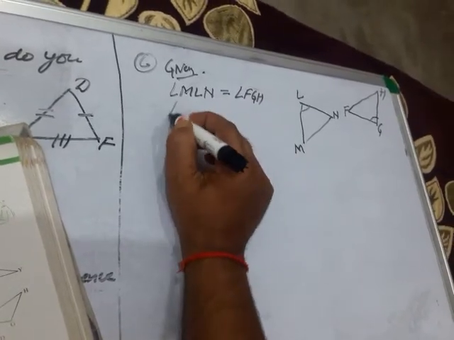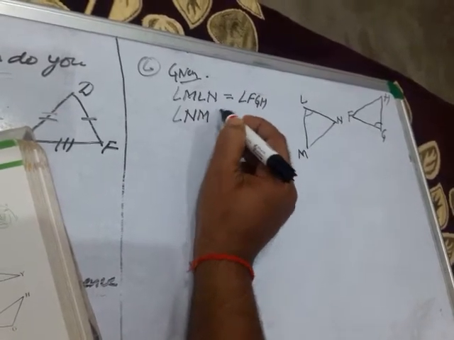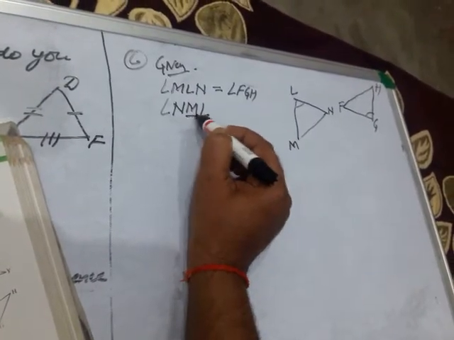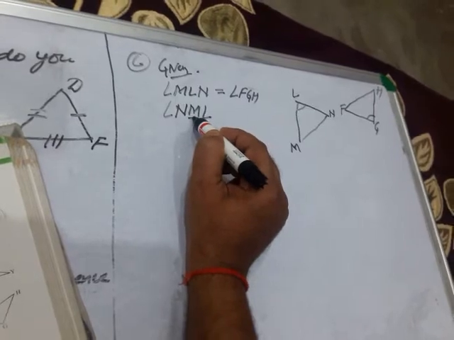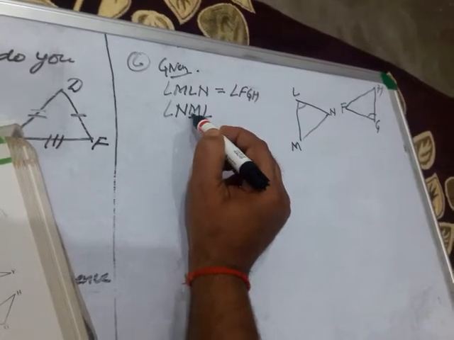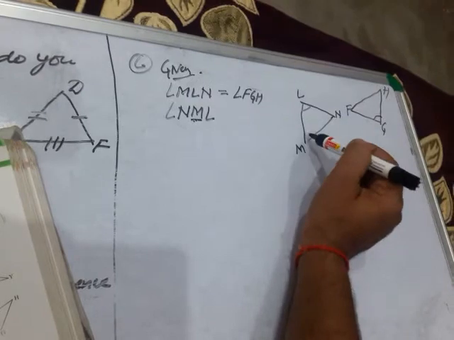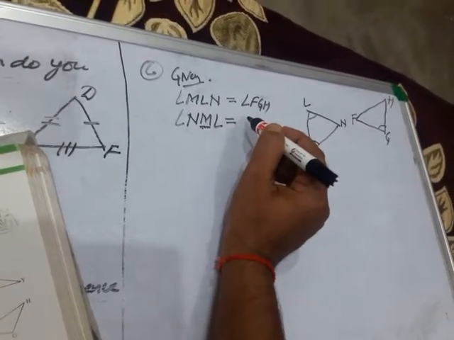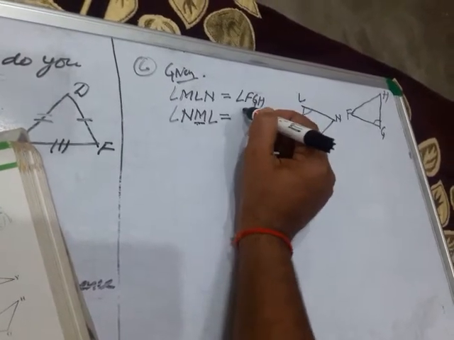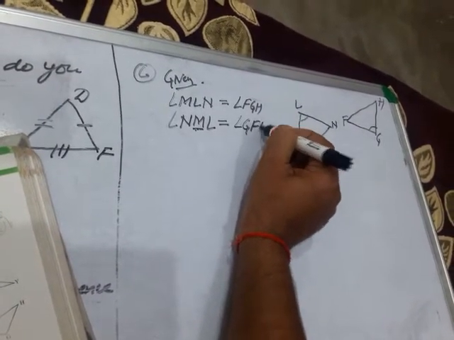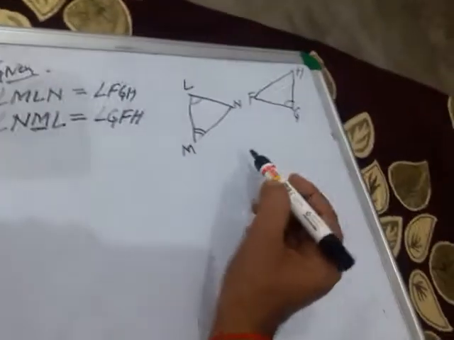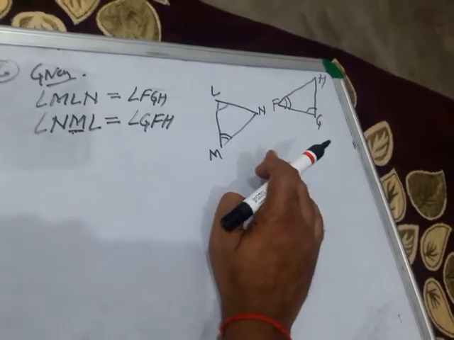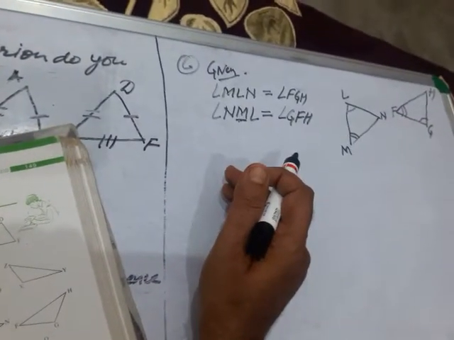Angle NML. See, we have to look at the middle vertex, which means the angle is formed at M. Angle NML means this angle. Is equal to which angle? Angle GFH. Where is angle GFH? Here, clear, with the double marking. It is also given. What else is given?